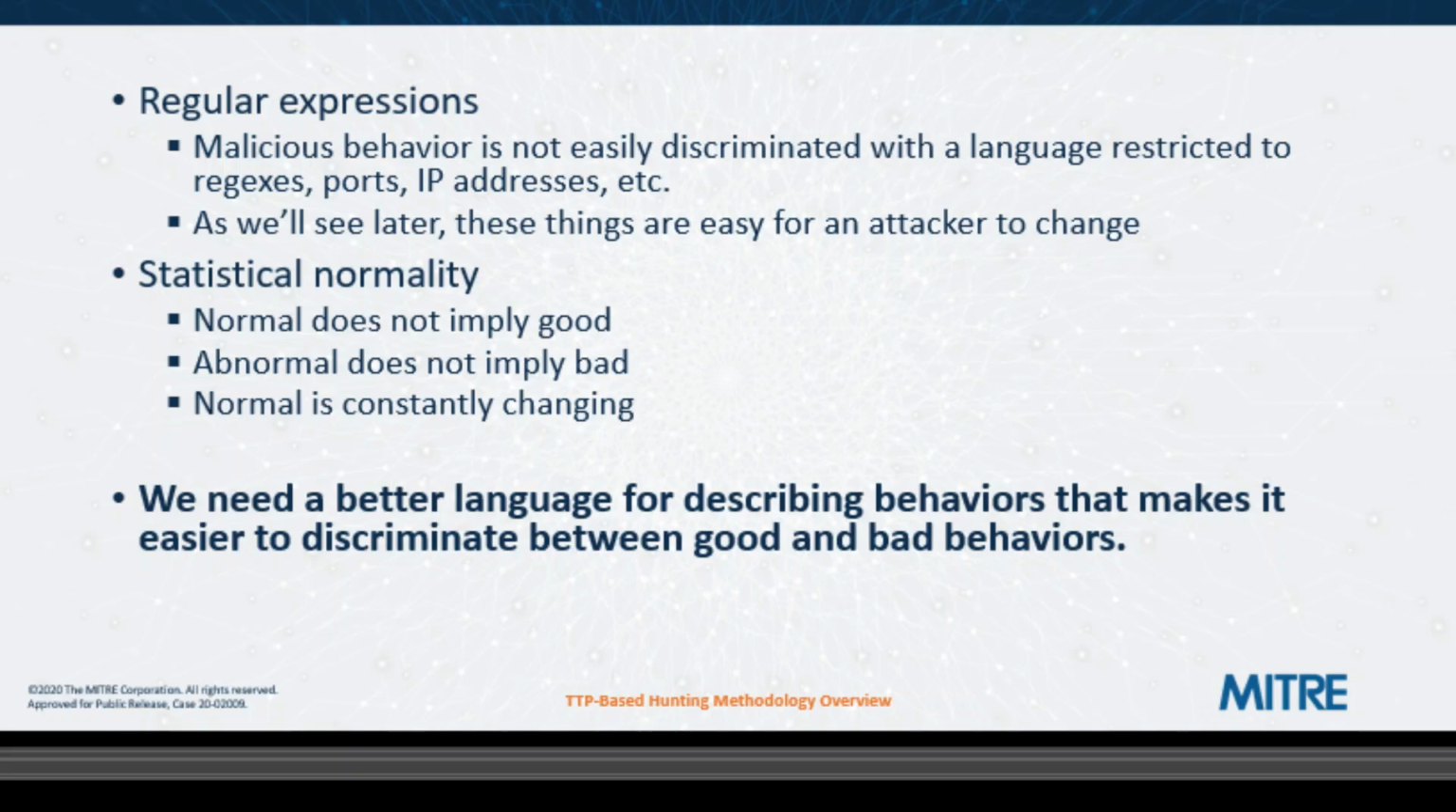In one sense, it was about regular expressions and the strings that we're looking for. With anomaly detection, what was statistically normal was good, and what was statistically abnormal was assumed to be bad. However, as we saw, neither one of those really captures the essence of malicious activity. So we need a better way to describe those behaviors. So let's look at the three main approaches and how they define behaviors.